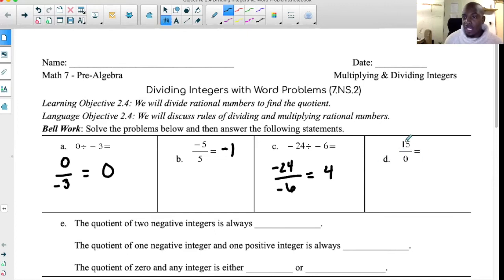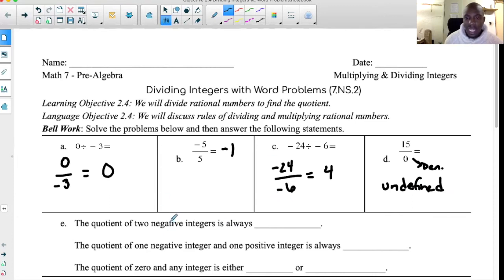And finally for D, well, not finally, but for D at the top, 15 divided by 0, the 0 is on the denominator. And we talked about whenever it's on the denominator, our answer needs to be undefined. All right. Awesome. Let's dive in.